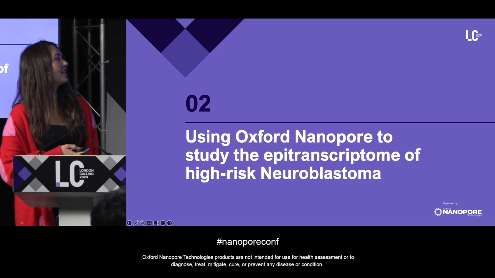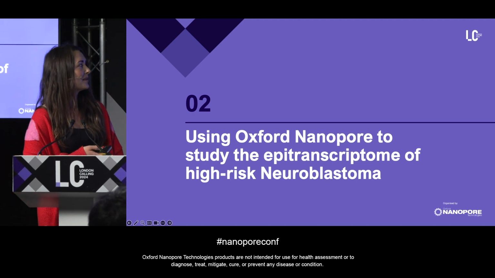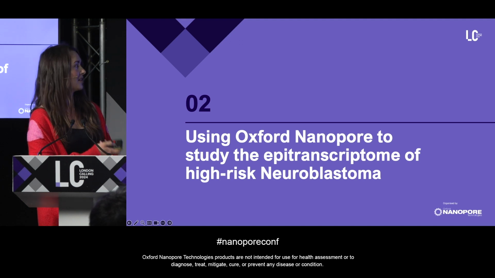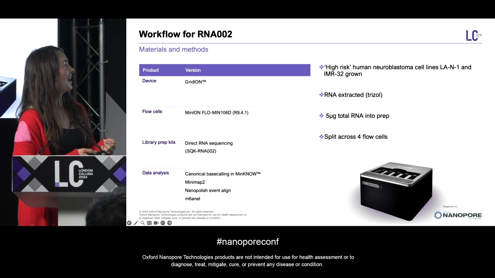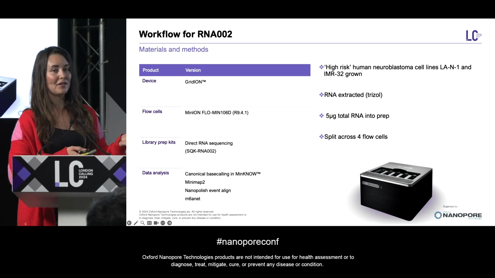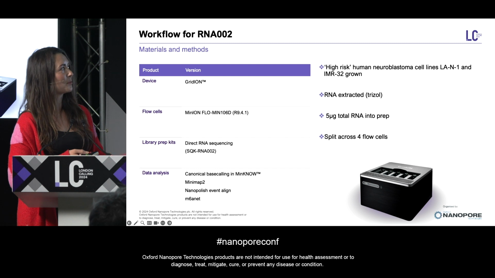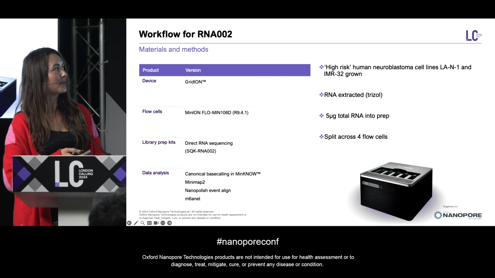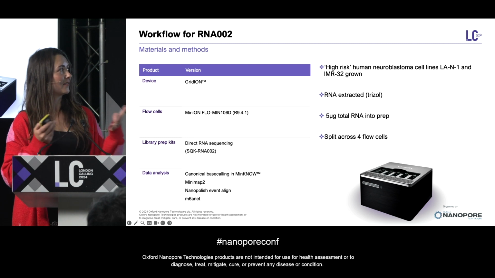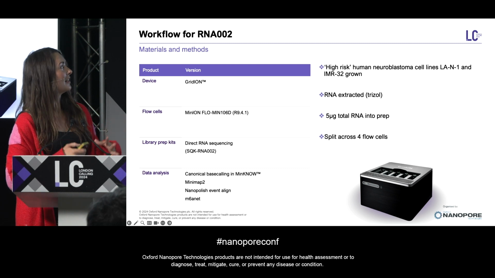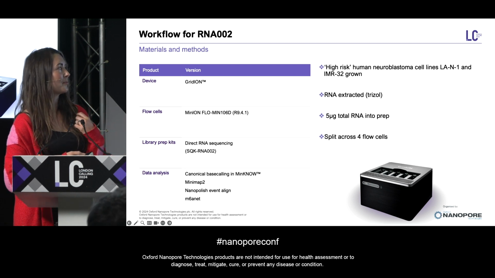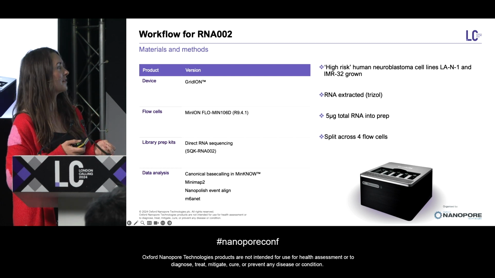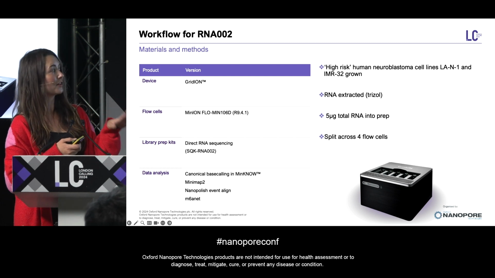So for our study, we wanted to use this direct RNA sequencing to look at the epitranscriptome of high-risk neuroblastoma. This is our workflow. Initially, we used the older chemistry, the RNA002 direct RNA sequencing kits. We grew two human high-risk neuroblastoma cell lines in the lab, LAN1 and IMR32. We extracted with a TRIzol method to try and keep nice, full-length transcripts. We put quite a lot of RNA into this prep, 5 micrograms, but then split it across 4 MinION flow cells on the GridION.